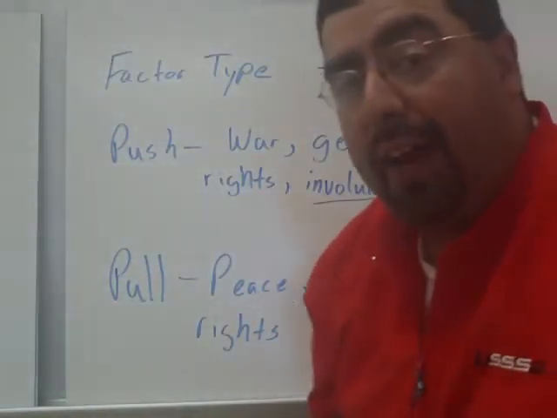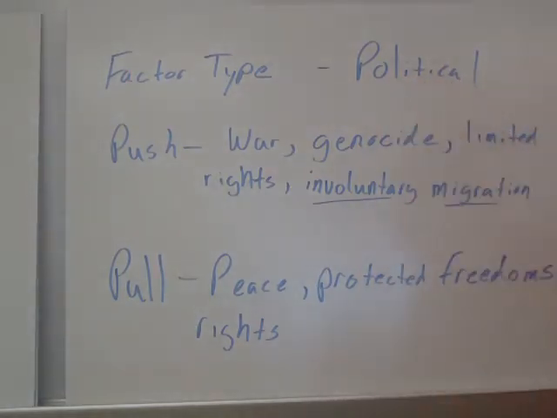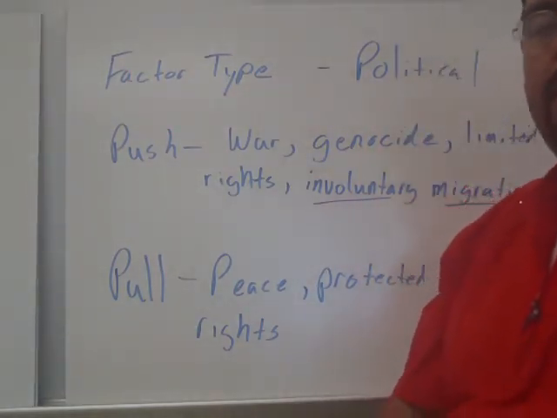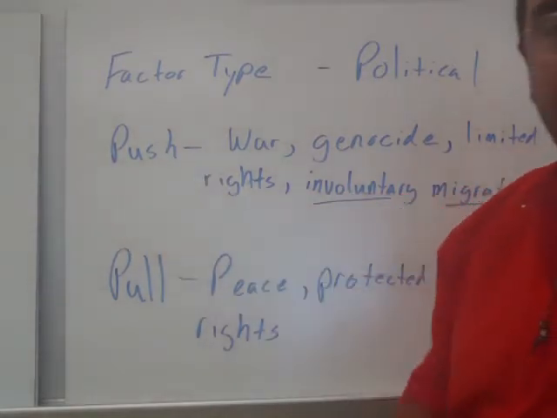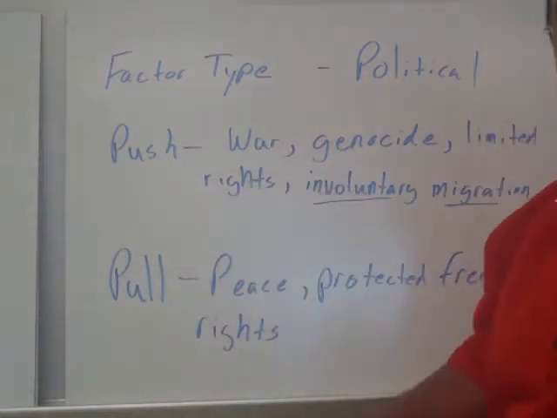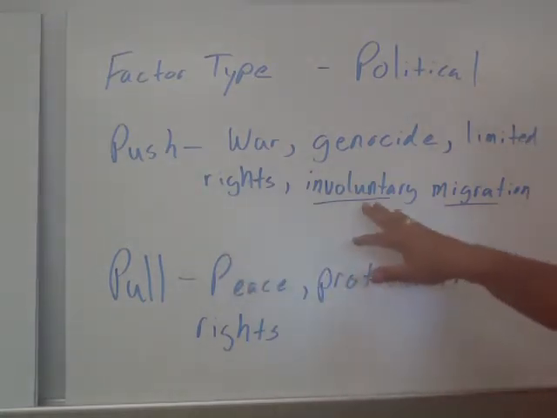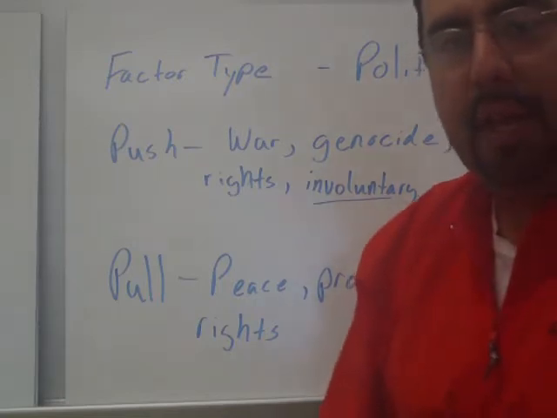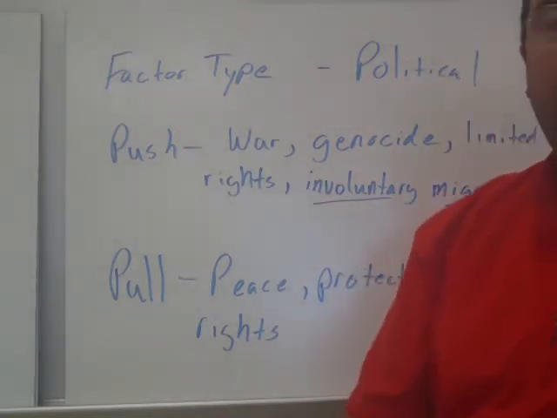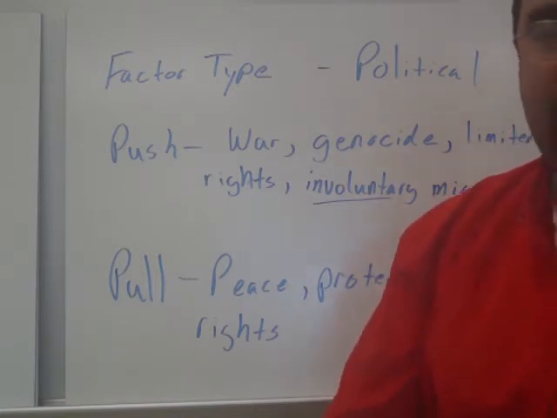There are 4 factor types that we're going to be discussing. The first one is political. Okay, when we talk about political push factors, we're talking about things such as war, genocide, limited rights, and involuntary migration. One example of involuntary migration is the slave trade back in the 1600s and 1700s.